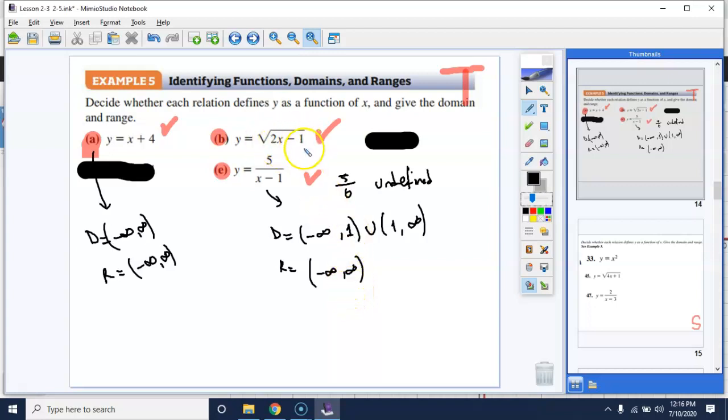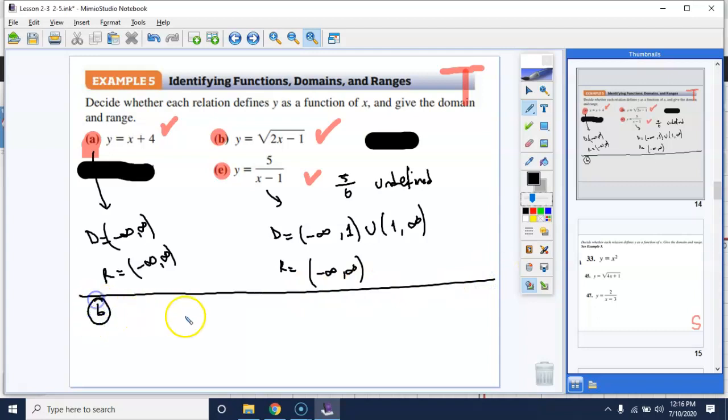And for B, again, go back to the graph and you can see clearly, but I want to show you this way. Let me go down here and do B here. It's easy to see on the graph, but if you look at the equation, there's a restriction here. In the square root, we cannot have negative numbers.